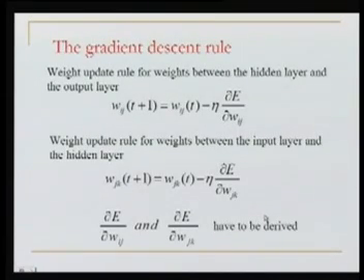So, the gradient descent rule is the same for the weight update. For weights between hidden layer and output layer, we have this particular step, that is the principle of gradient descent: Wij (t plus 1) is Wij (t) minus eta del E by del Wij. The weight update rule for weights between input layer and hidden layer is Wjk (t plus 1) equal to Wjk (t) minus eta del E by del Wjk. So, how do you find now del E by del Wij and del E by del Wjk? This is what you have to find out.